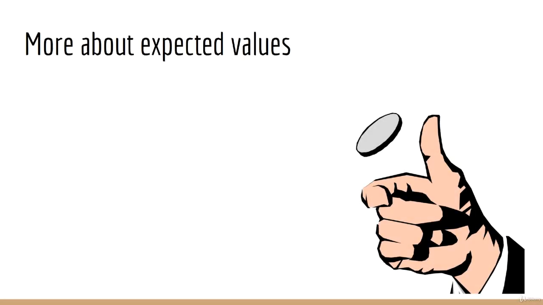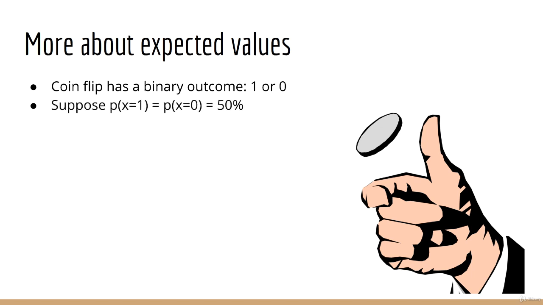Let's look at a coin as the next example. A coin has a binary outcome. If I flip a coin, I may get 1 or I may get 0. Suppose the probability of both 1 and 0 is 50%. In this case, what's the expected value? Well, since it's the mean, that means the expected value is 0.5.